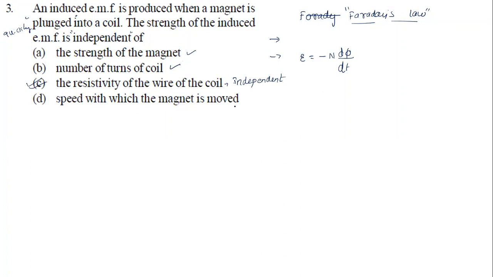But the speed of the magnet which moves, it is dependent. So what is the right answer for us? Option 3 is the right answer. It does not depend on what now? It does not depend on the resistivity of the coil. Nothing to do with the resistivity of the coil.